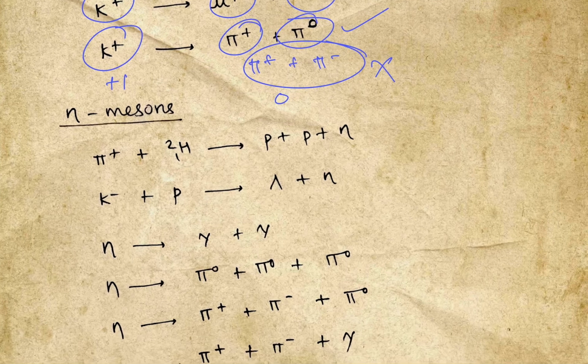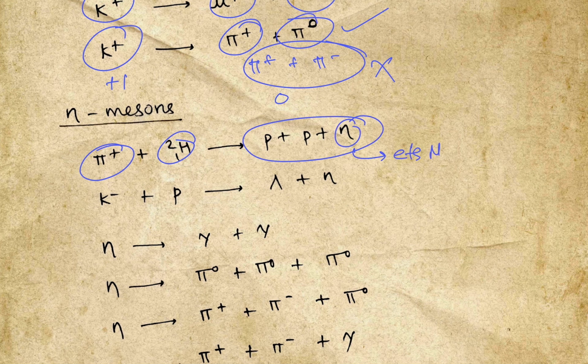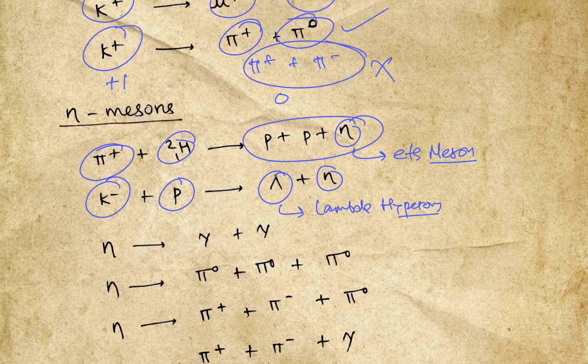Now we have the eta meson. So what you do, you take hydrogen and pi plus, combine them, and you will get 2 protons and 1 eta meson. This is the eta meson, the third kind of meson. You take K minus and 1 proton, then you will find 1 lambda. Again try to remember, this is lambda hyperon, and this is eta meson.